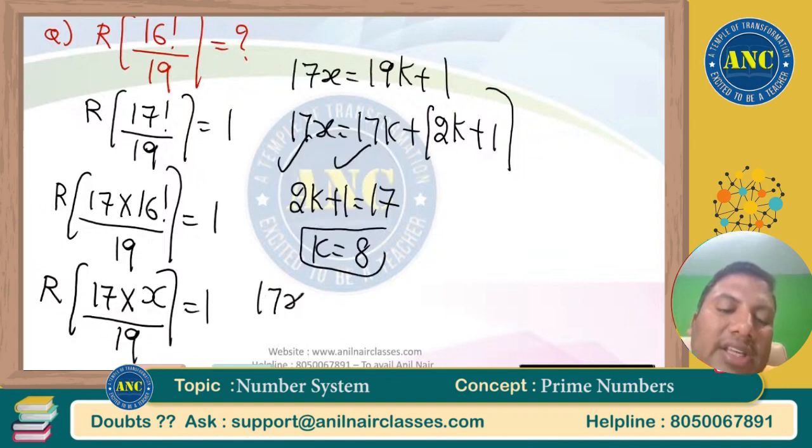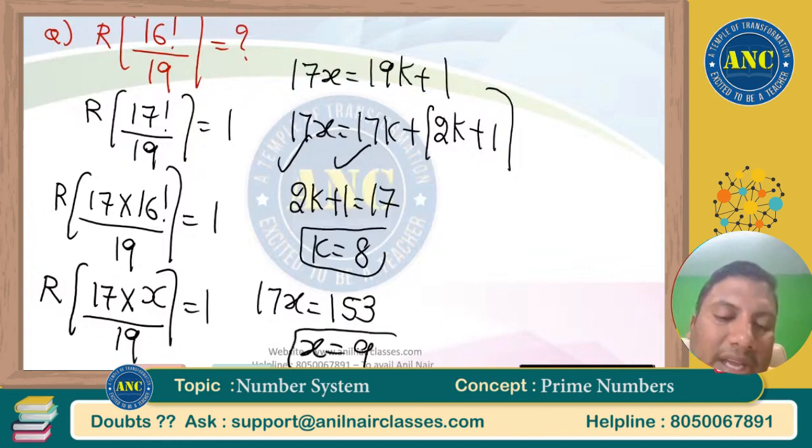So 17x equals 152 plus 1, which is 153. X is nothing but 9. 9 is nothing but 19 minus 1 by 2. 19 minus 1 is 18, and 18 by 2 is nothing but 9.